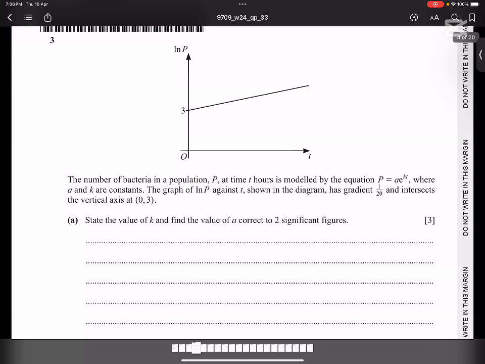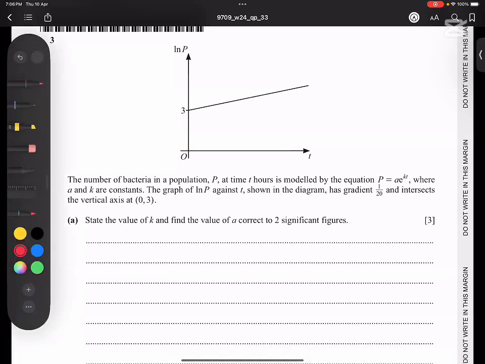Okay, have a look here. Question number 3, what a story we have. We have ln P against T, and he mentioned here we have the given equation: P is equal to A e to the power kt.